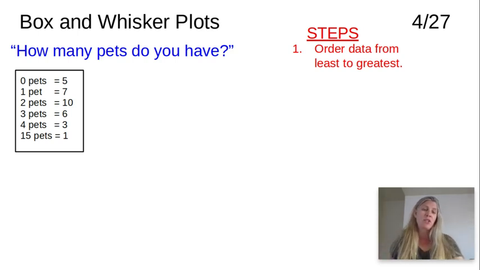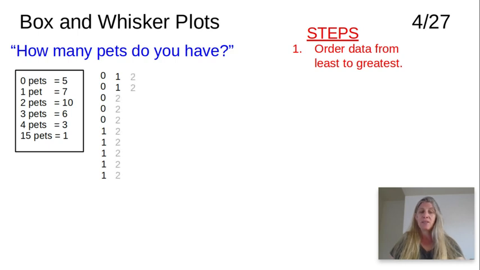So I asked the question and I already have the answers here. Asking a class of students, I had 5 with 0 pets. And I'm now putting them in order from least to greatest. I then have 7 students with 1 pet and 10 students with 2 pets, 6 students with 3 pets, 3 students with 4 pets, and finishing up with 1 person with 15 pets. And this is real data from last year. And the student that had 15 pets lived on a farm.